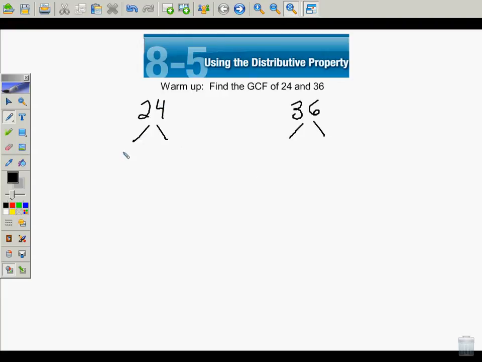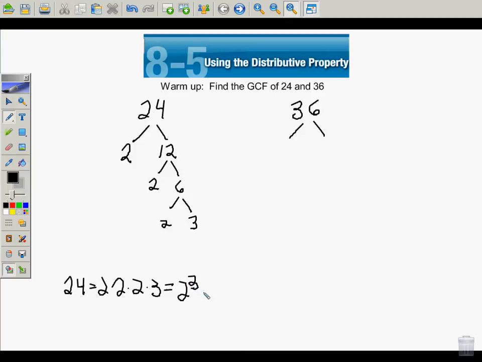So remember, you always try to take out the smallest prime number, 2, and 24 divided by 2 would give you 12. 12 divided by 2 would give you 6. 6 divided by 2 would give you 3. So you could say 24 is the same thing as 2 times 2 times 2 times 3, or you can also say that as 2 cubed, because there's three 2's, times 3.